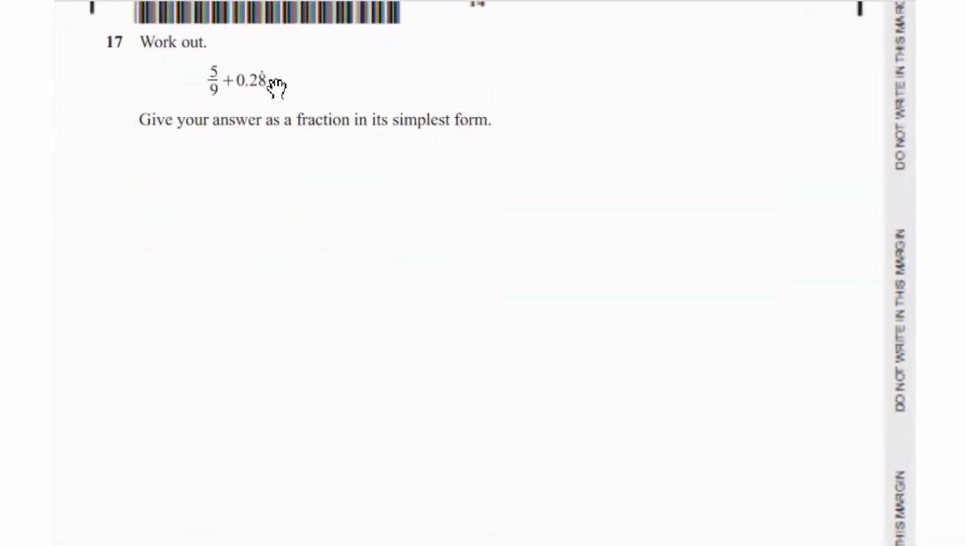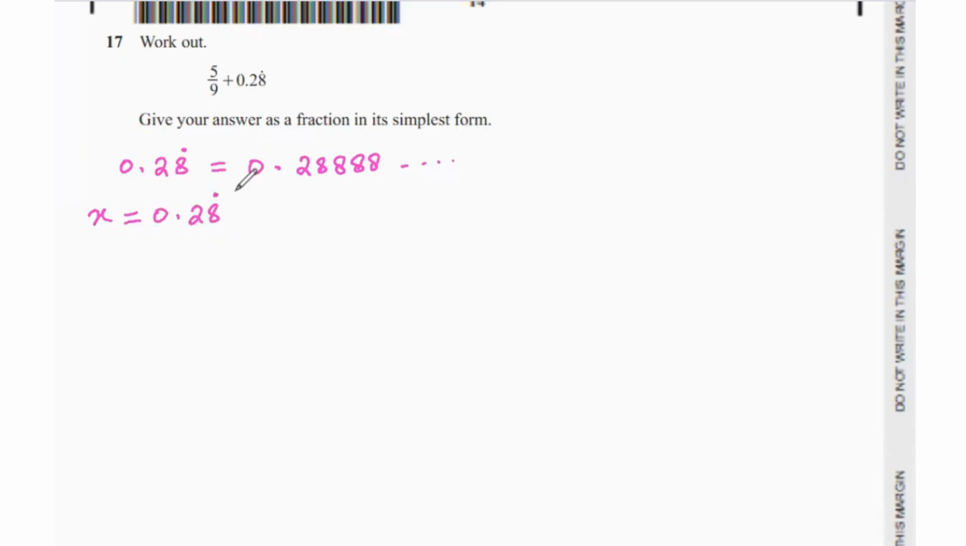Question 17 says work out 5 over 9 plus 0.28 recurring, giving your answer as a fraction in simplest form. Recurring decimals are the type of question that mostly comes in the GCSEs and IGCSEs for the Excel one. For this, you first need to identify what 0.28 recurring is. 0.28 recurring is basically 0.2888, where 8 is repeating infinitely. We assume that x equals 0.28 recurring.